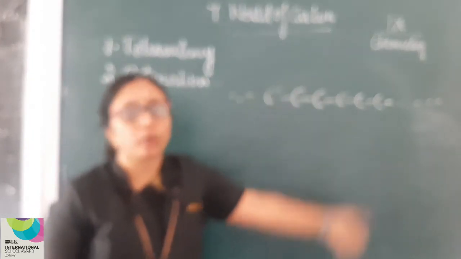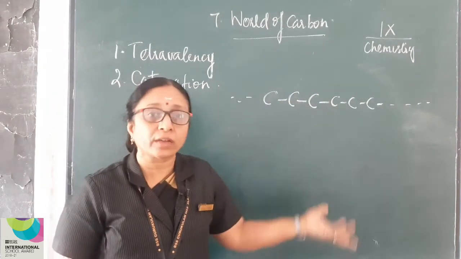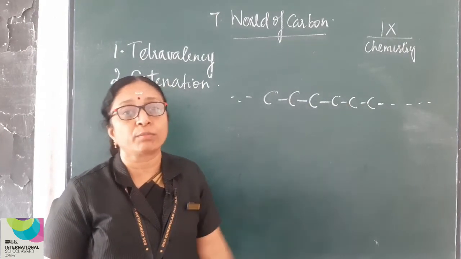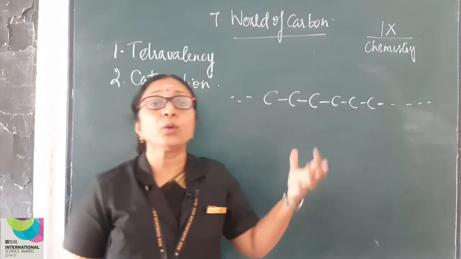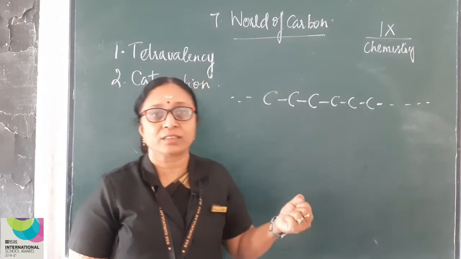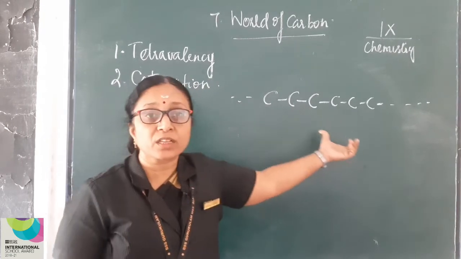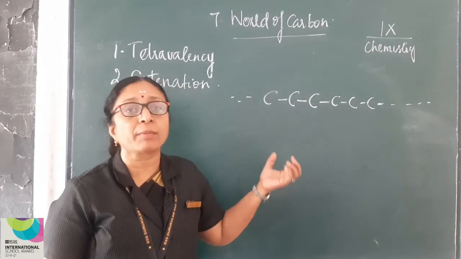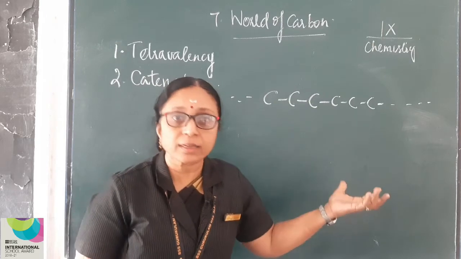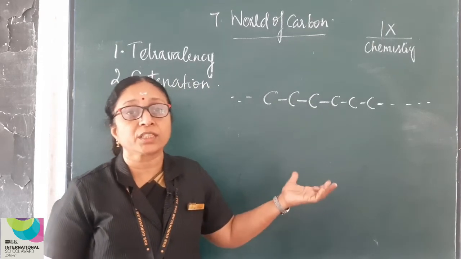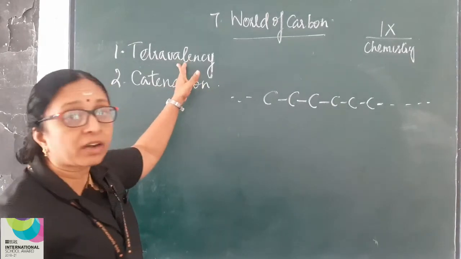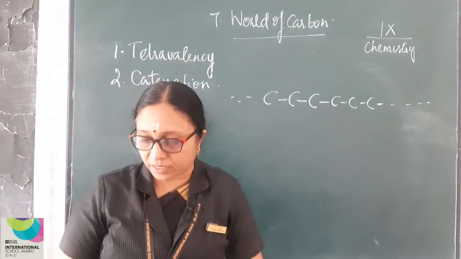And this number is infinite. It keeps on going. So if this keeps on going, what happens? Millions and millions of carbon compounds are formed. Every day a new compound is being discovered. So this property is called catenation. What is catenation? The ability of a carbon atom to link with another carbon atom is called catenation. So carbon has two important properties: one is tetravalency, the other is catenation.